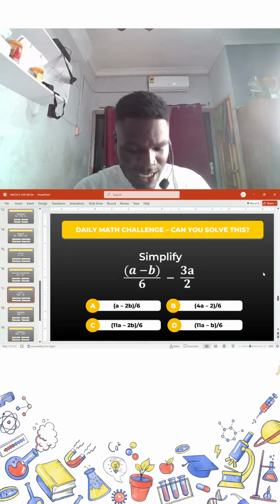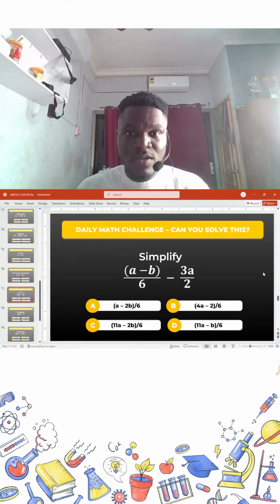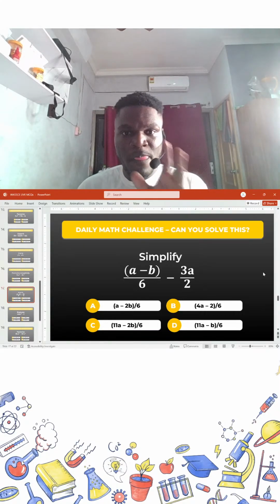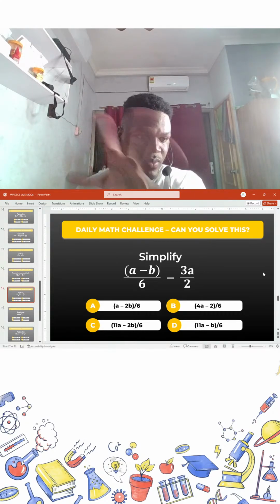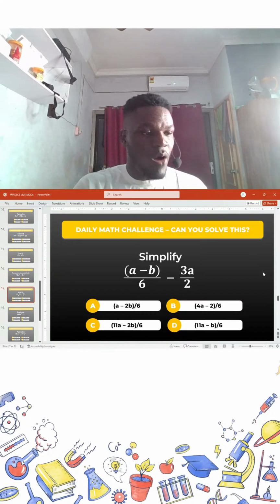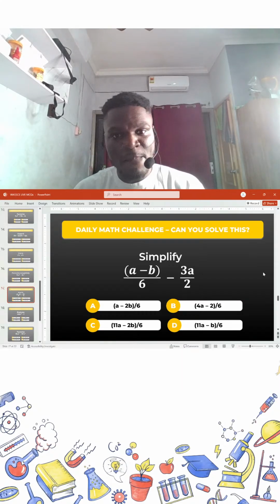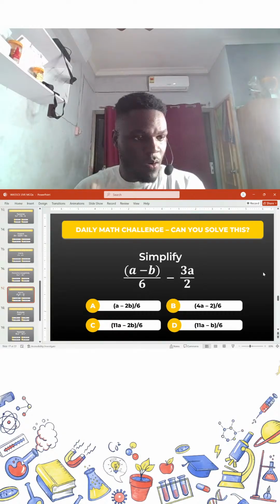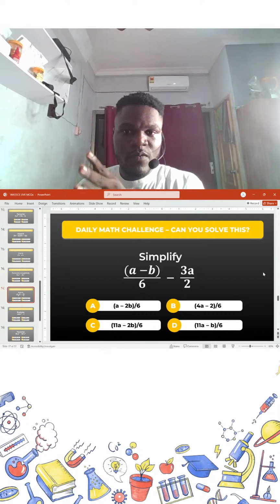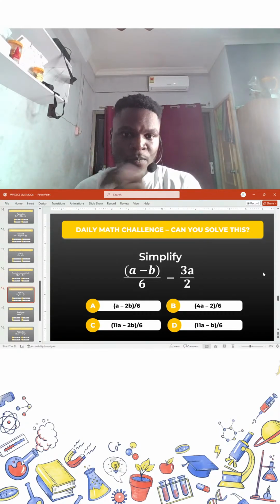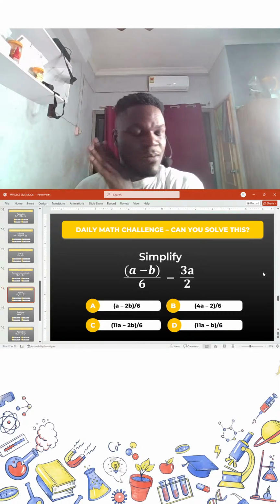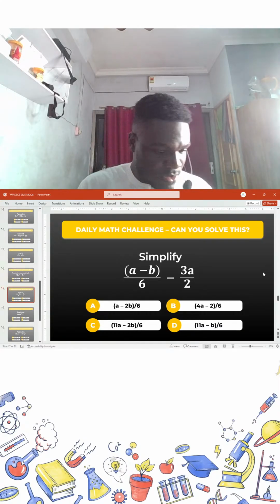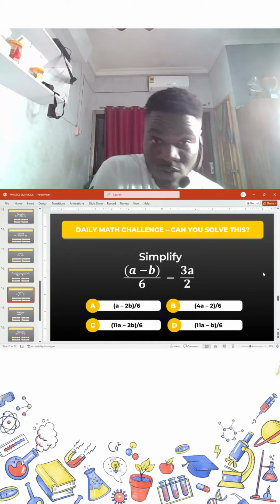All right, so let's have a look at another simple question. We have to simplify the expression a minus b all over 6 minus 3a over 2. We have to simplify it, and then we have our possible answers over here. Option A, a minus 2b all over 6. Then option B, 4a minus 2 all over 6. Option C, 11a minus 2b over 6. And then option D, 11a minus b divided by 6 as our answer. So let's proceed to look at the solution to this problem.